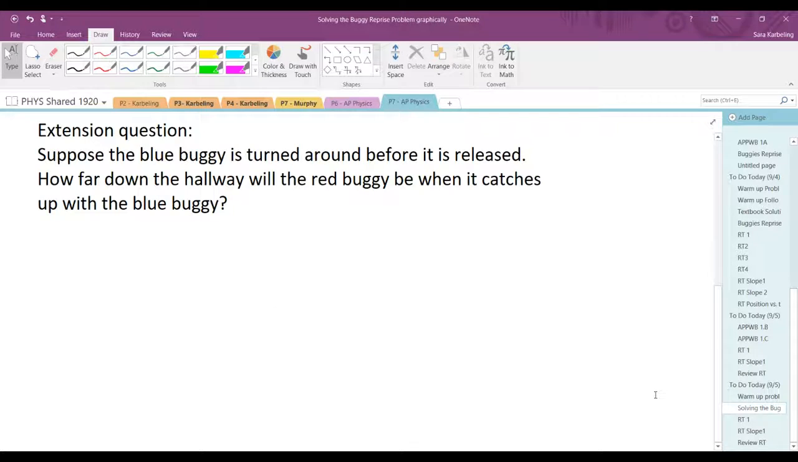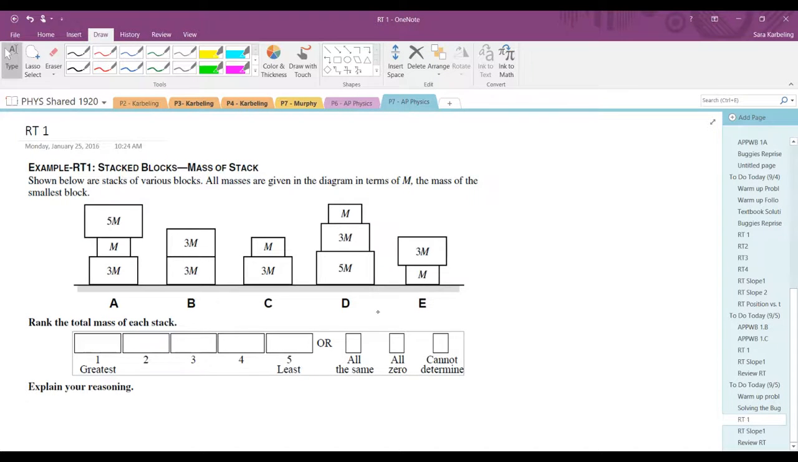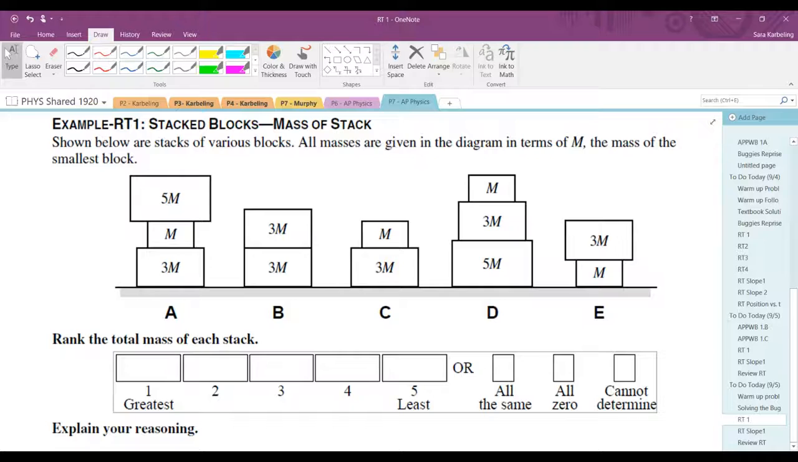There's one more thing that I want to make sure you see in the next 15 minutes before I let you go for the weekend, and that is something called ranking tasks. Ranking tasks are something we're going to see a lot this year. This one is a very simple ranking task to get our brains around this idea. Generally we have a picture or a setup with multiple different situations, and it asks you to rank the situations based on something. This one is fairly simple.